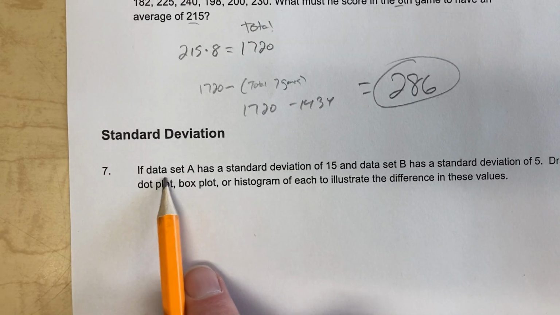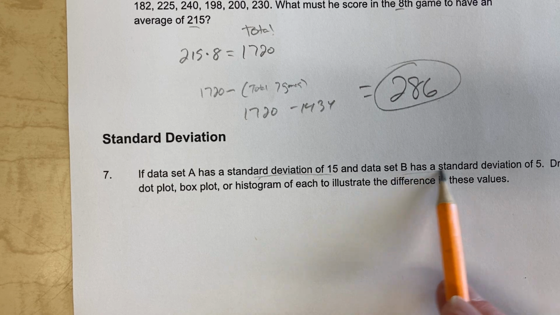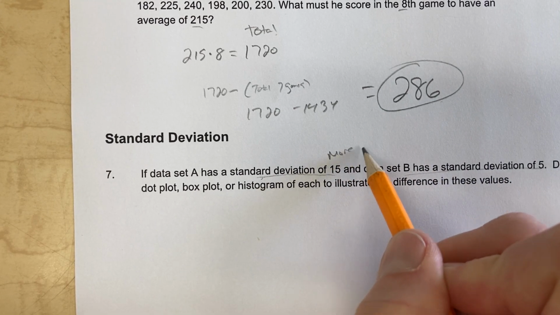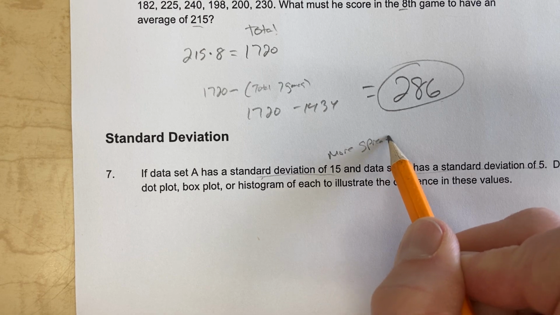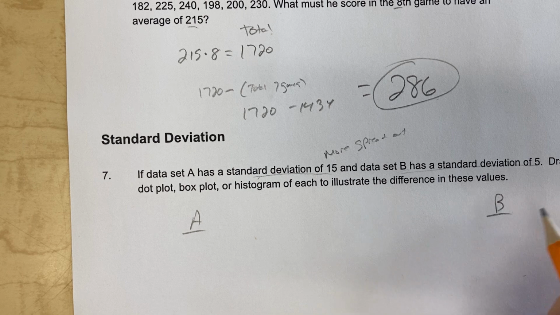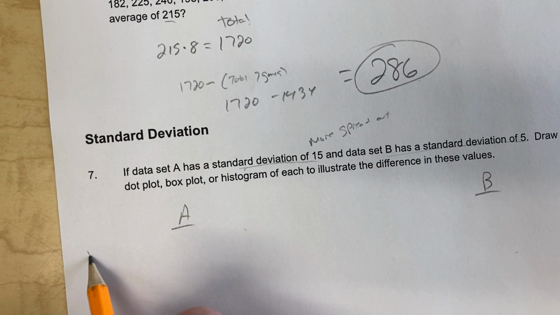Now, it says data set A has a standard deviation of 15, but data set B has a standard deviation of 5. So this is a bigger standard deviation. That means they're more spread out, all right? So put A here and B here. It says, can you draw either a dot plot, box plot, or histogram of each? Well, we'll start with a dot plot.